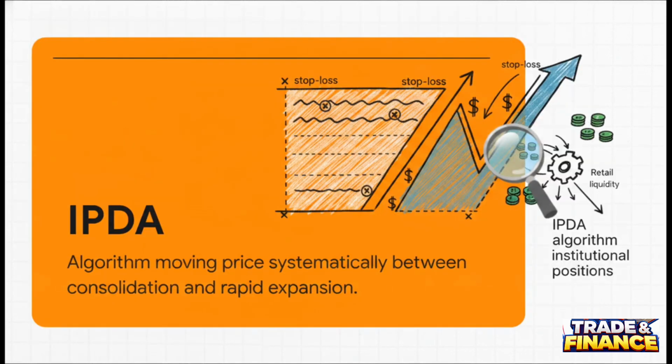Because the reality is, markets aren't random. They're delivered by algorithms, specifically what we call the Interbank Price Delivery Algorithm, or IPDA. This algorithm means price moves systematically. It shifts between quiet periods of range consolidation, where retail traders are busy placing their stops above and below, and rapid directional expansion. It specifically hunts those concentrated pools of retail liquidity to fill massive institutional orders, and only then does it aggressively expand in the true intended direction.